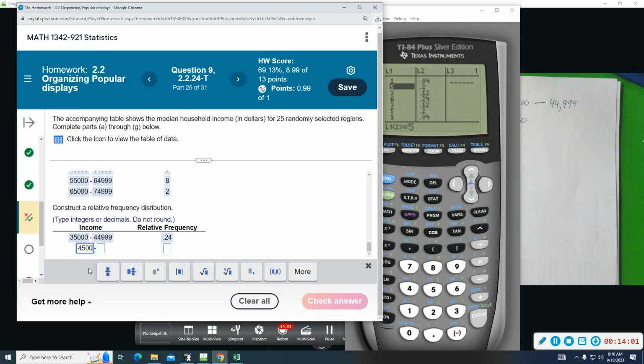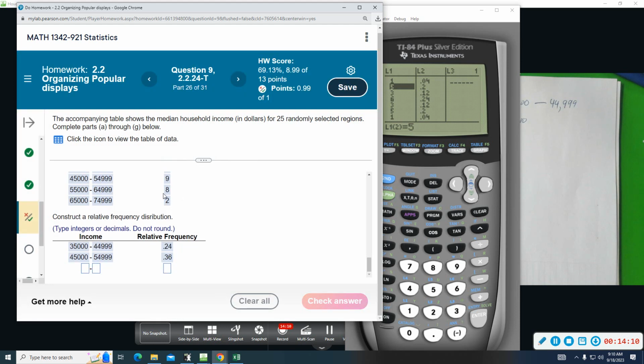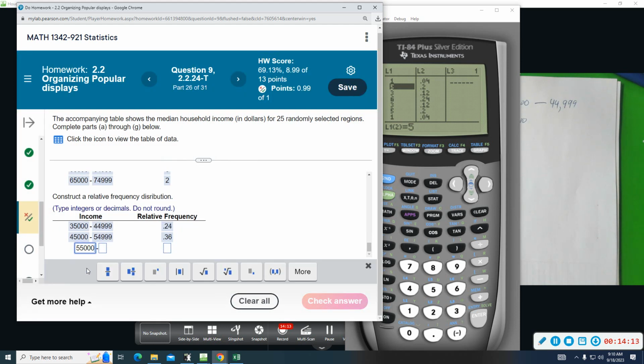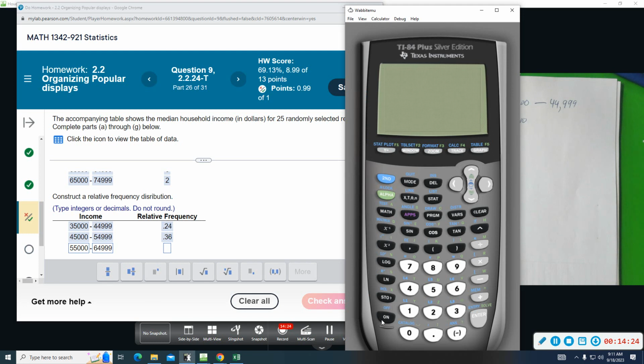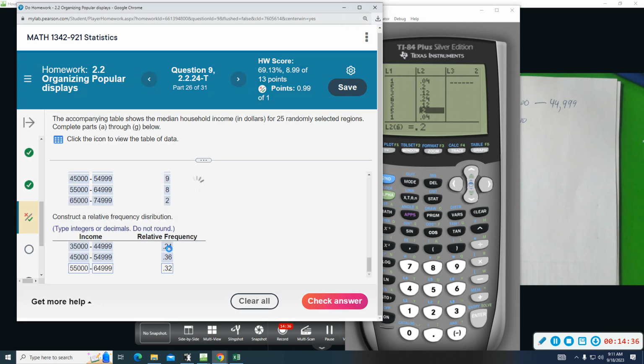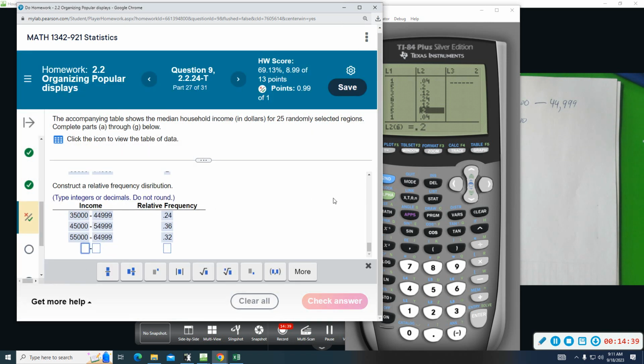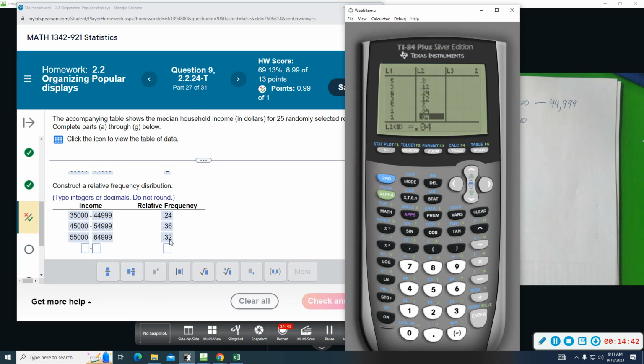We're going to do 45. And that will give us 36. And it's going to give us 55 to 64. And, turned off. So it's here. 1, 2, 3, 4, 5, 6. So we're looking at 0.32. Then 0.04, 0.04, so 0.08.